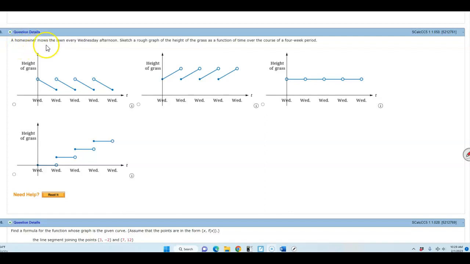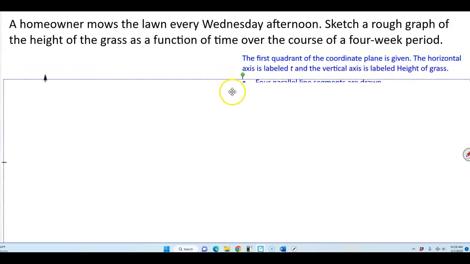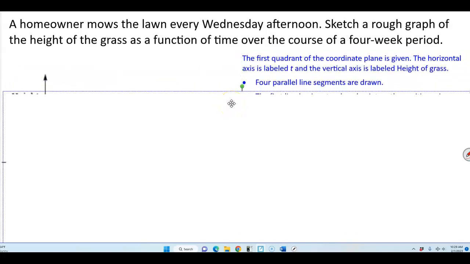Okay, a homeowner mows the lawn every Wednesday afternoon. We want to sketch a rough graph of the height of the grass as a function of time over the course of a 4-week period. So here is our question, okay? And what we want to do is be able to graph this. Now the key here is that we have a 4-week period and it's every Wednesday.